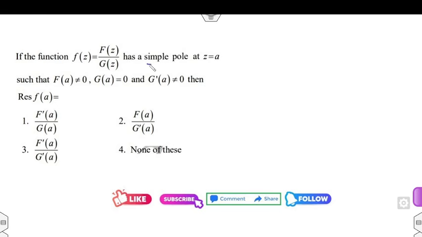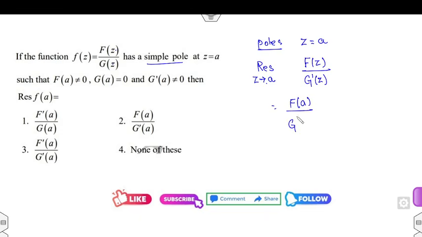F is a function that has a simple pole at z is equal to a, such that the pole is given to you at z is equal to a. Your target is to find the residue. Once it is a simple pole, what is the shortcut trick? As I told you, this divided by its derivative. Now you can substitute this value f of a over g dash of a. B is my right answer of this problem.